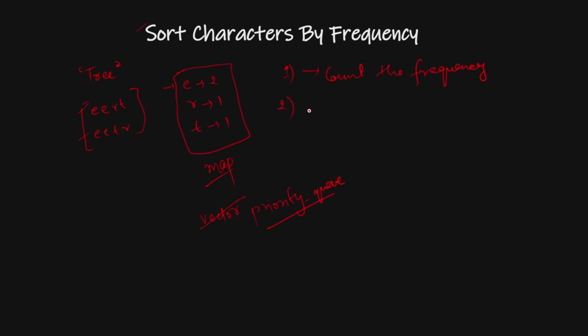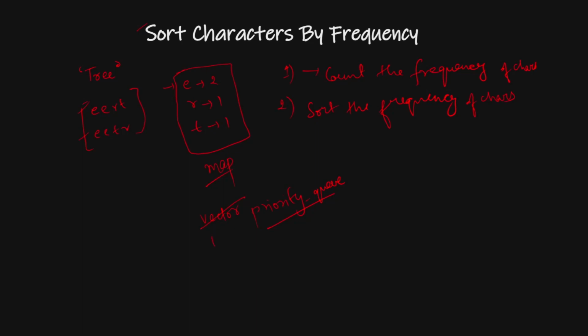The second thing is I have to sort the frequency. First thing is I have to count the frequencies of characters, and the second thing is I have to sort the frequency of characters. Now once I have done this, I will have something like this in a container or priority queue or vector. We can use any of them.